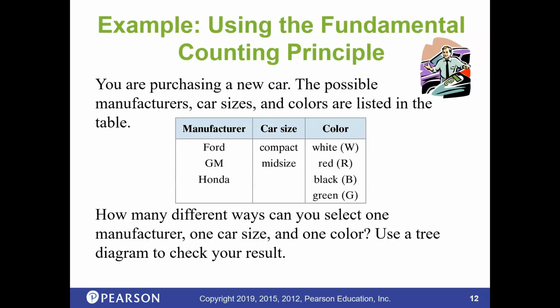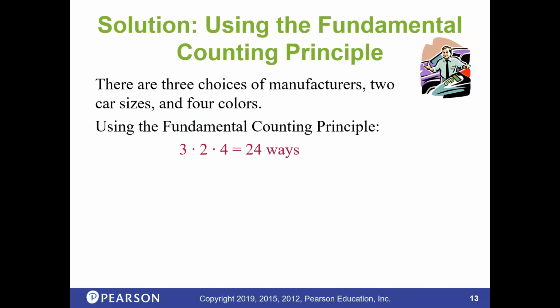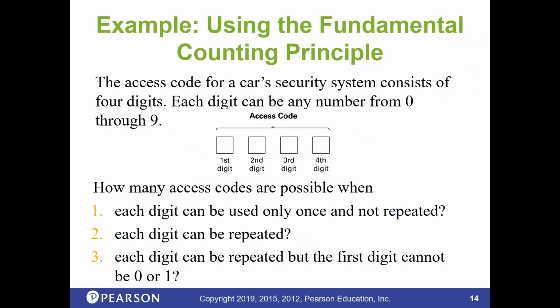So in this example, how many different ways can you select one manufacturer, of which you have 3, one car size, of which you have 2, and one color, of which you have 4. So we have 3 times 2 times 4, which would be 24 different ways. So that's the first, most basic way of counting. Okay? In this next example, we have several different directions we have to follow here. So you want to watch this if you come across this in one of the homework problems.